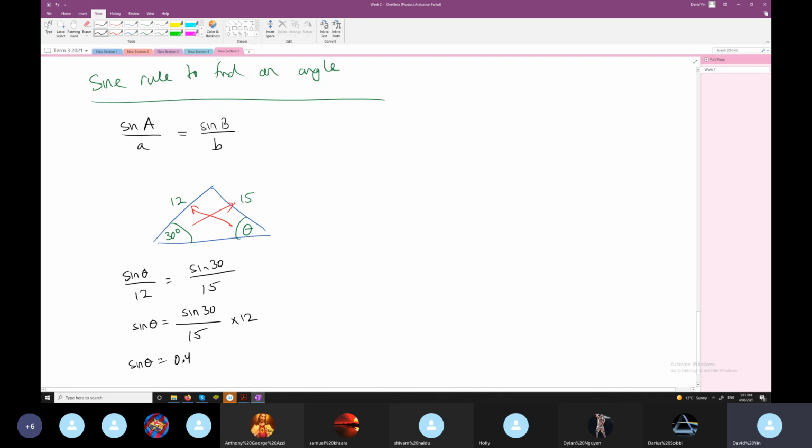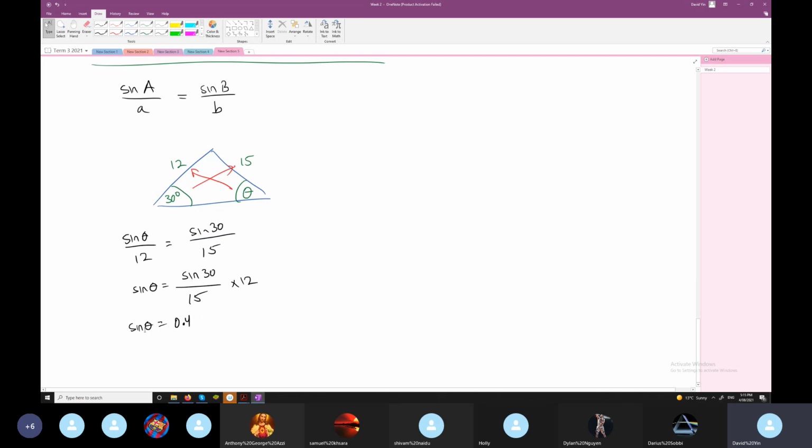Now if you go back to your SOHCAHTOA, if you want to bring the sine across, you have to do sine inverse. The way we do that on our calculator is we press shift sine and 0.4. So shift sine 0.4. To bring the sine across, you've got to do the inverse, and in this case we call that sine inverse. And theta here will equal 23.58 degrees.